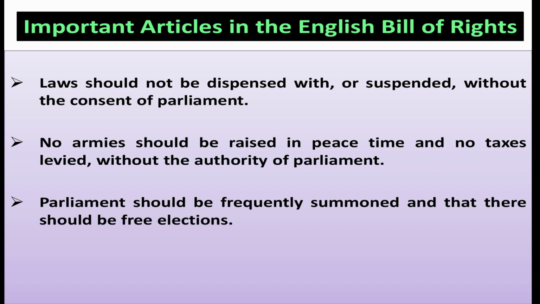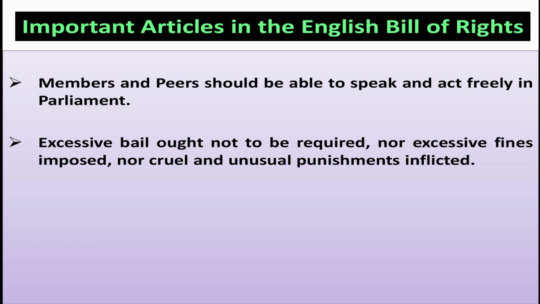Important articles in the English Bill of Rights. Laws should not be dispensed with or suspended without the consent of Parliament. No armies should be raised in peacetime and no taxes levied without the authority of Parliament. Parliament should be frequently summoned and there should be free elections. Members and peers should be able to speak and act freely in Parliament. Excessive bail ought not to be required, nor excessive fines imposed, nor cruel and unusual punishments inflicted.